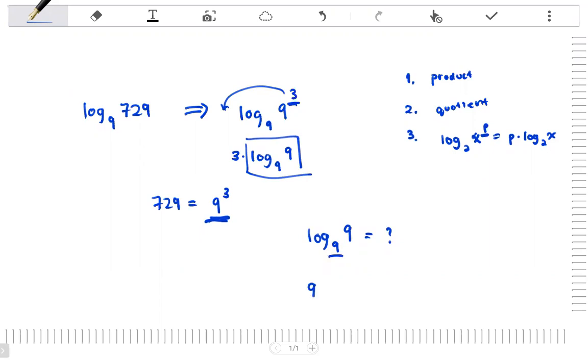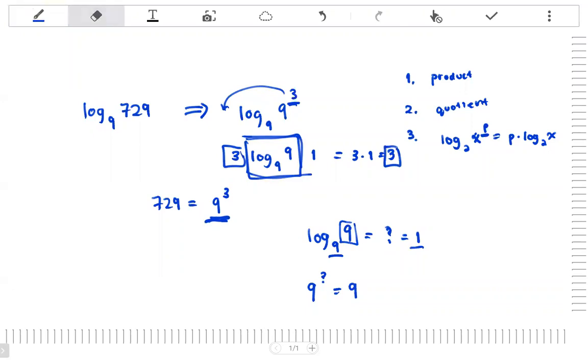Base 9 goes here, question mark goes here, and this 9 goes outside, right? So if we rewrite it in exponent form, it's asking 9 to the what power is 9? Well, just 1, right? It's just 1. So similarly, this whole thing is just 1. So 3 times 1 is just 3. So we're just left with an answer of 3.